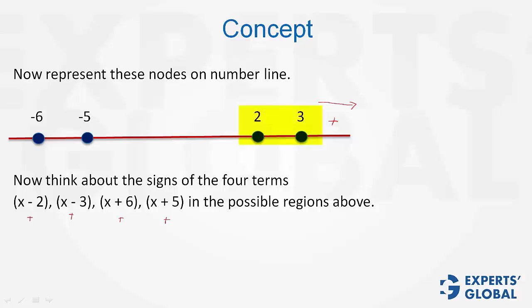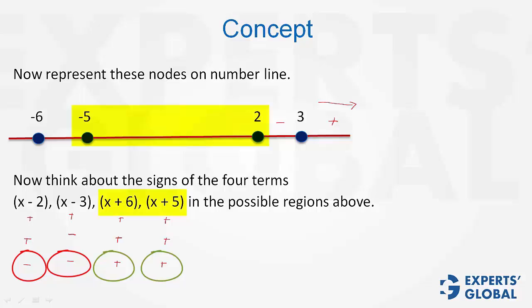Next, between 2 and 3, what will happen? x - 3 will become negative, while the other 3 terms will remain positive. So effectively, we will have 1 negative sign and 3 positive signs, leading to a negative value of the polynomial. At 2, x - 2 will become equal to 0, and therefore the value of the product would be 0. Now, between 2 and -5, what would happen is that x - 3 would be negative. x - 2 will also be negative, 2 negative signs and 2 positive signs, because the other 2 terms will continue to be positive. So the product, 2 negative signs times 2 positive signs, effectively leads to a positive value.